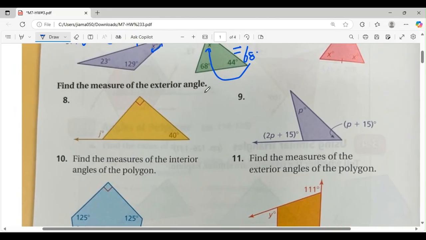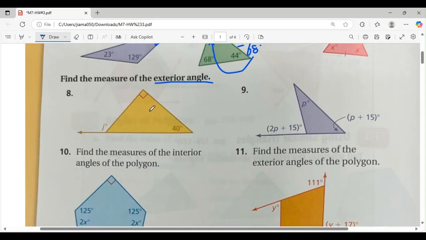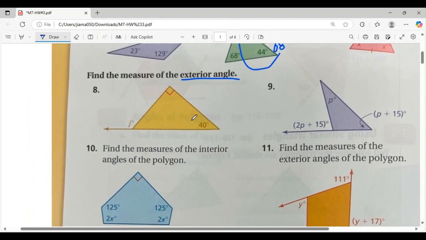Number 8. Find the measure of the exterior angle, which is angle J. We have a formula to find angle J: we can use this angle and this angle, add them together, and that is the measure of angle J. So let's try it. 90 degrees plus 40 degrees equals 130 degrees. This is the measure of angle J.